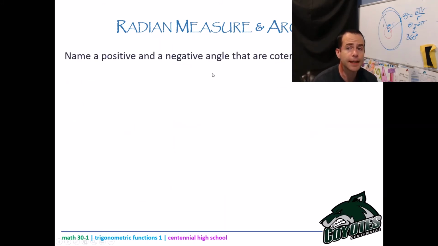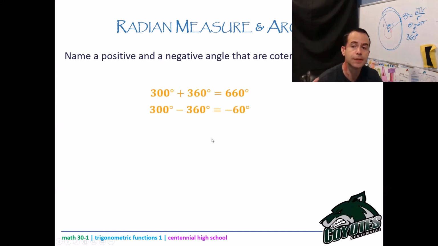Name a positive and negative angle that are coterminal with 300. Well, if I want to get a positive and negative angle coterminal with 300, all I need to do is add 360 to 300 or subtract 360 from 300. So if I add 360, that would be 660. If I subtract 360, that would be negative 60. Okay, so 300, 660, and negative 60 are all coterminal to each other. Now, you can imagine, I don't have to just add 360. I could add 360 times 7. I could add 360 times 18, right? There's an infinite amount of coterminal angles that we can do.